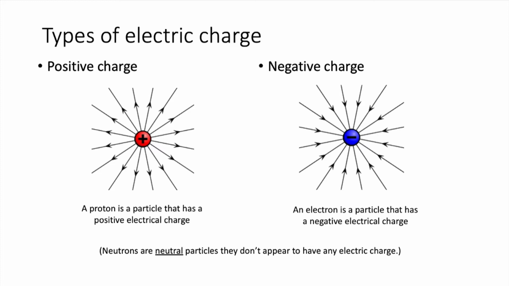So if you brought a positive charge close to the positive charge in the centre of the diagram on the left, it would be repelled away from it no matter where you placed it. And if you brought a positive charge close to the negative charge on the right, it would be attracted to it no matter where you placed it. So the lines and the arrows show the direction that a positive charge would experience a force. And there's no neutrons on this slide because remember, neutrons are neutral and they don't appear to have any electrical charge.